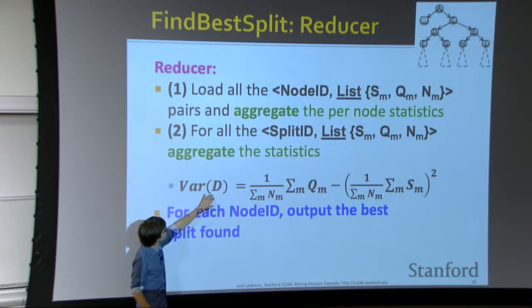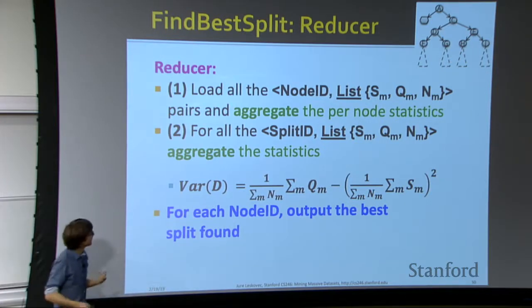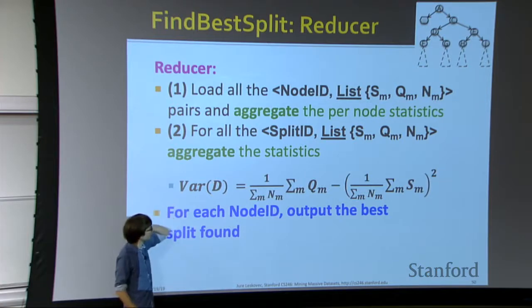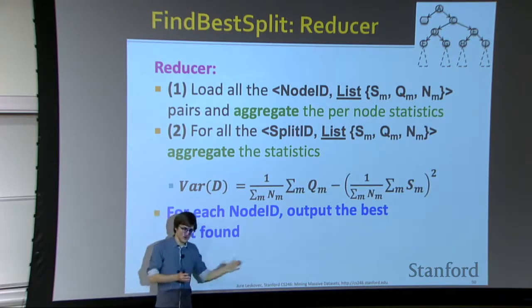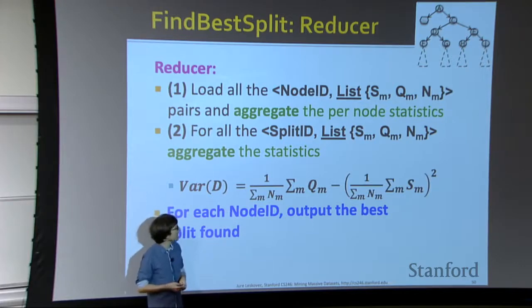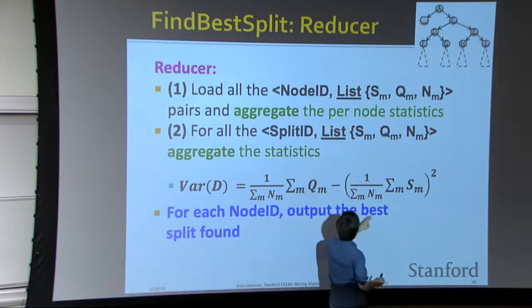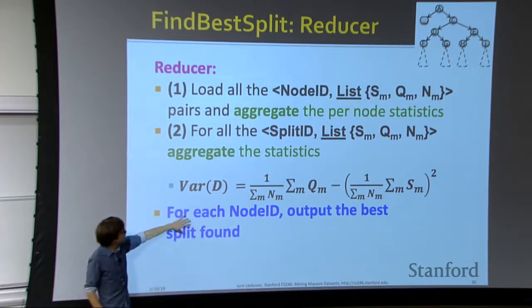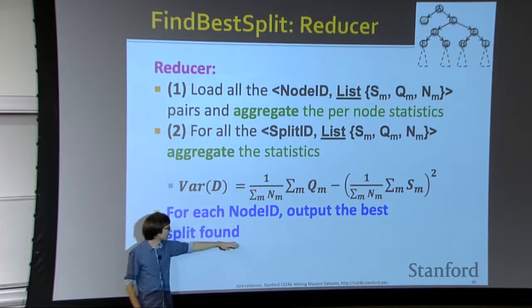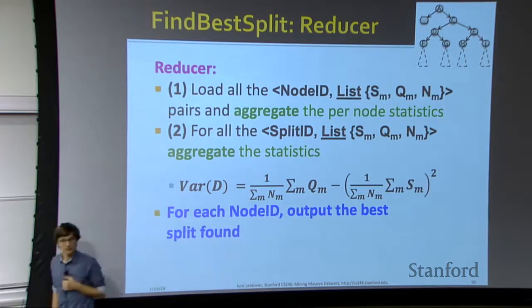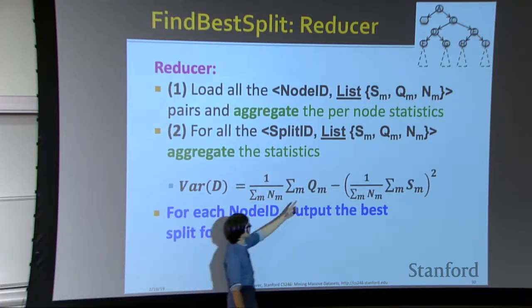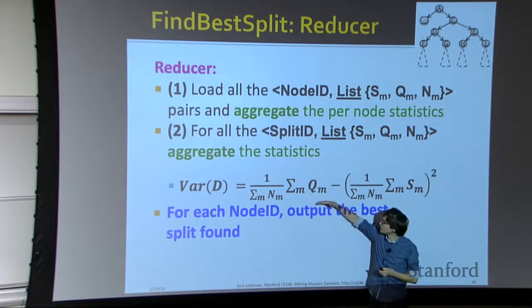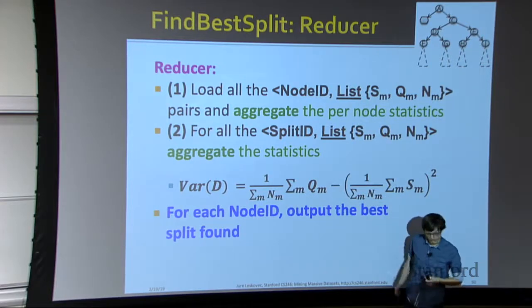And now this means that for every split, we'll be able to compute the purity, right? We will compute the purity according to the formula I gave you, where the formula includes computing the variance of the data coming into the node, the variance of the data that goes to the left, and the variance of the data that goes to the right. And given these partial statistics, here is how to compute the variance, right? So at the end, what the reducer can do is, for every node ID, it can output the best split it found by essentially aggregating data coming from all the mappers and then computing purity using the variance formula given here.